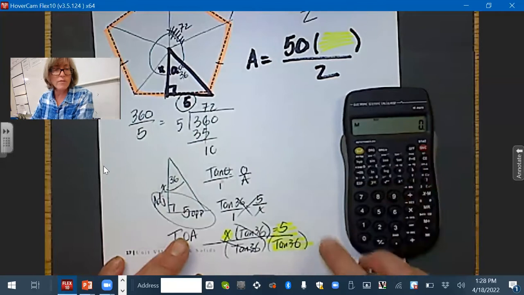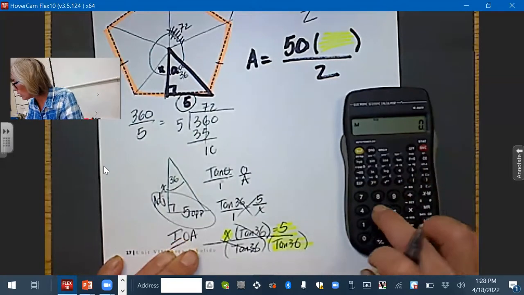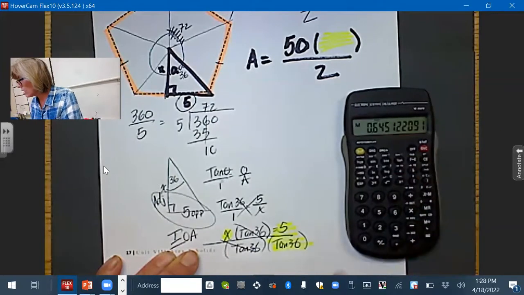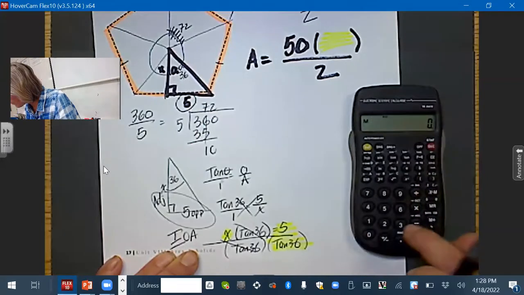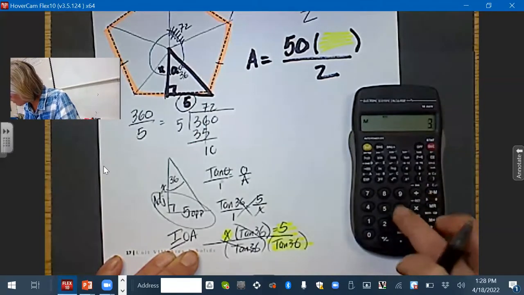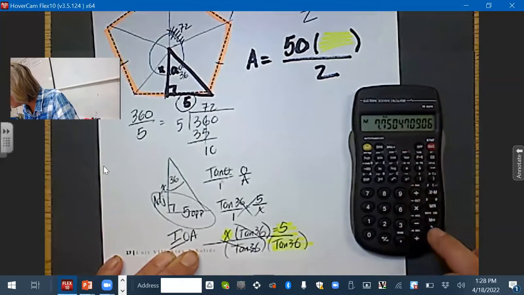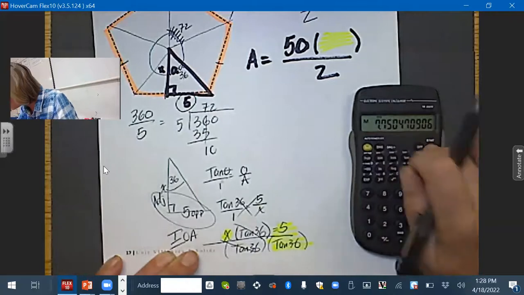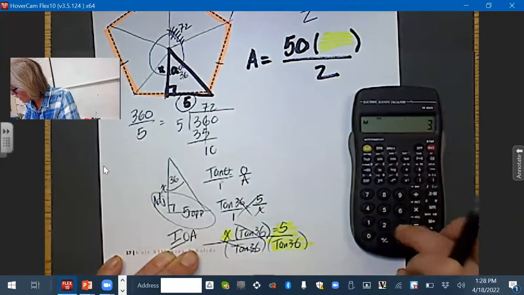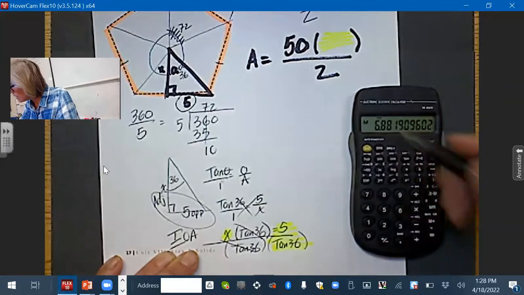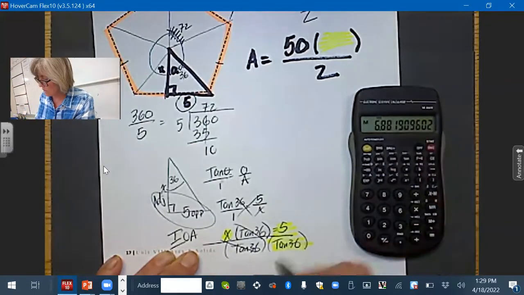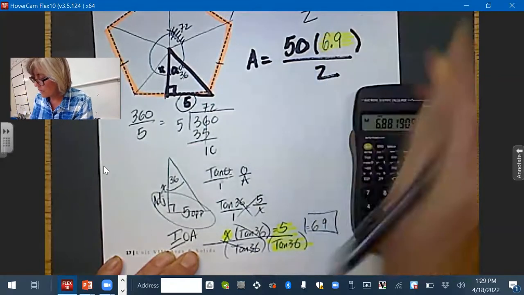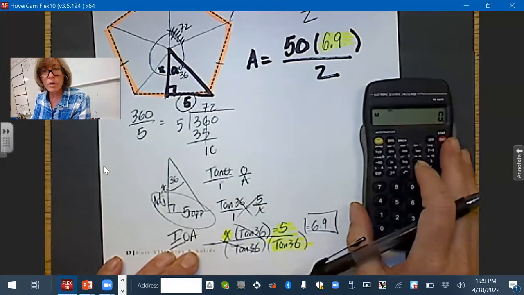So your calculator, 5 divided by tan, 36. My calculator is going to look like this. 5 divided by 36 tan equals, whoops, hang on. Oops, I'm in radians. That's my problem. Got it. Degrees. Let's try that one more time. 5 divided by 36 tangent equals, there it is. We're going to round to the first decimal. 6.9 is our apothem.